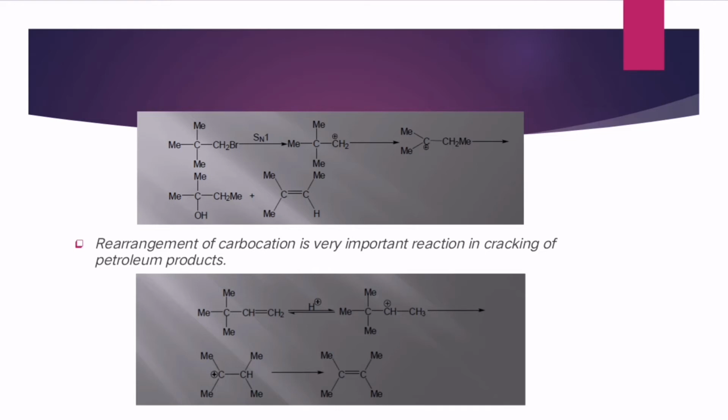Two types of product are formed when rearrangement occurs. After rearrangement, the molecule could deprotonate and give an olefin. Or another thing could happen, where a hydroxyl group can attack the carbocation, which would form a tertiary alcohol. Rearrangement of carbocation is a very important reaction in cracking of petroleum products, as shown below.